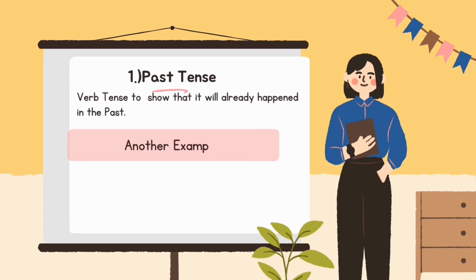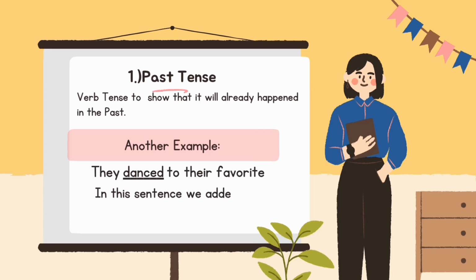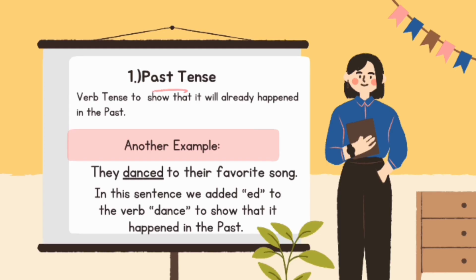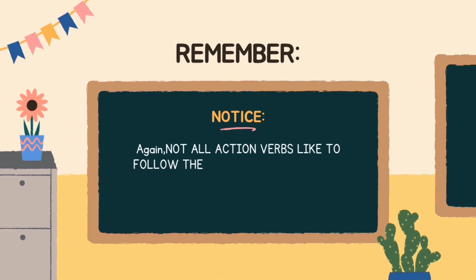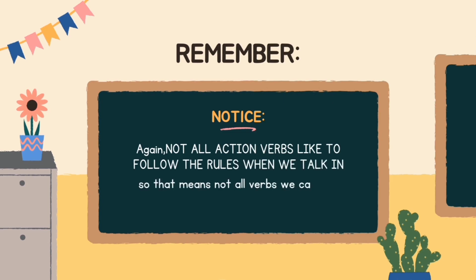Another example, they danced to their favorite song. In this sentence, we added ed to the verb dance to show that it happened in the past. Again, not all action verbs like to follow the rules when we talk. So that means not all verbs can we add ed to show that they are in the past.